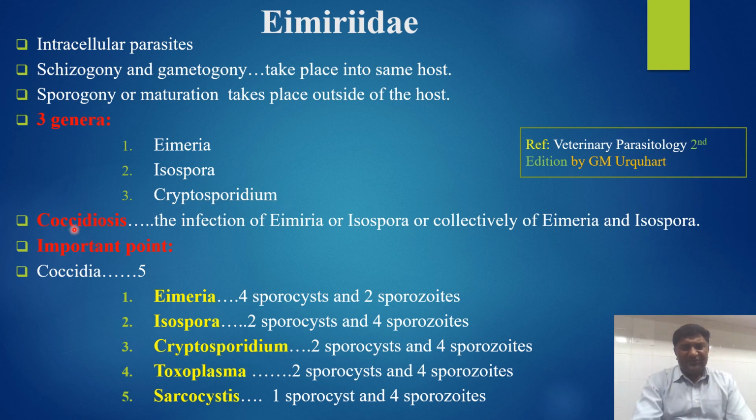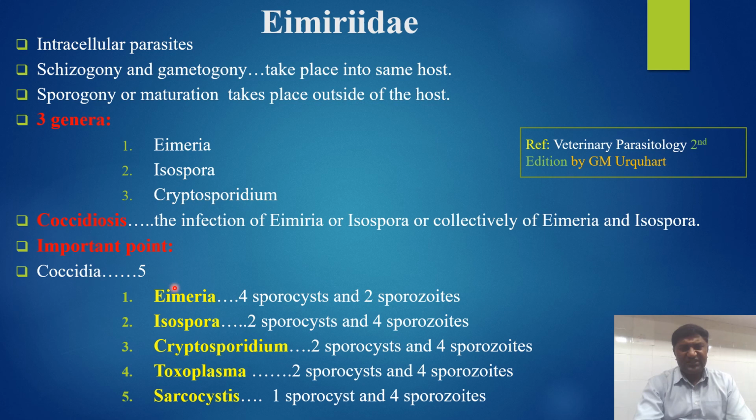So what is coccidiosis? It is the infection of Eimeria or Isospora, or collectively, Eimeria and Isospora infection is also called coccidiosis. And that one is the important point.